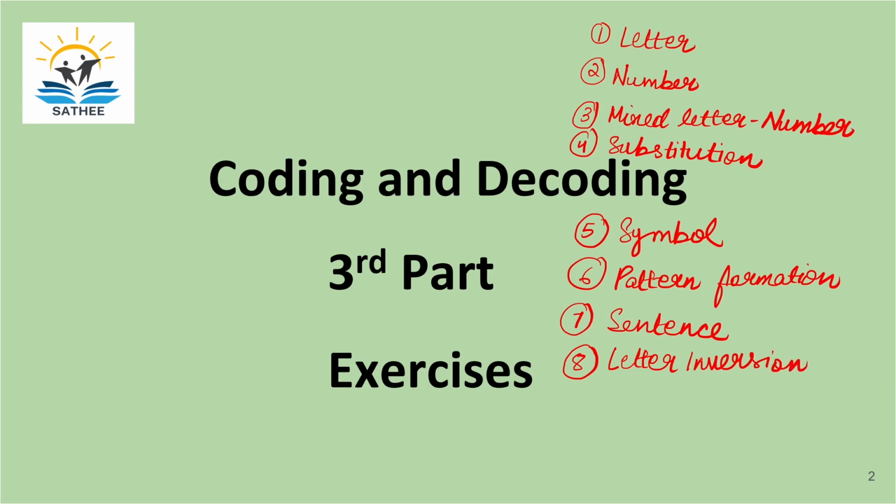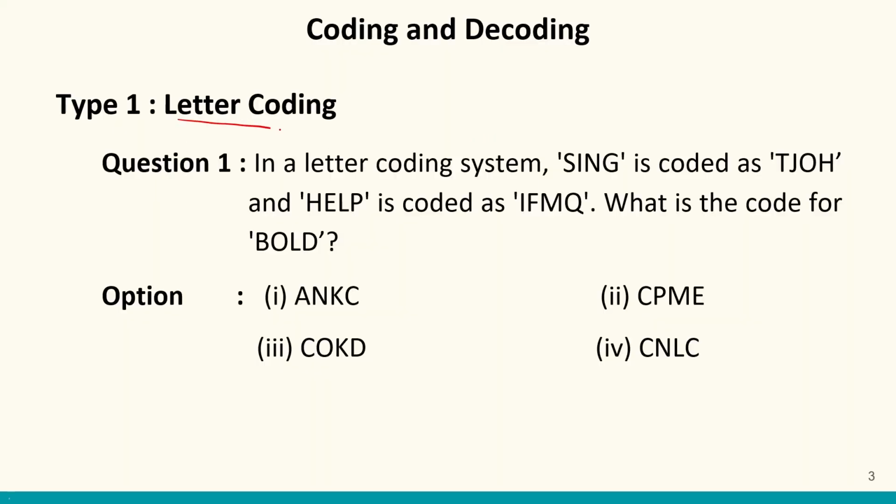So, in today's lecture, we will cover these 4 types of problems from coding and decoding. That is letter coding and decoding, number coding and decoding, mixed letter number, and substitution coding and decoding. So, let us start with type 1, which is letter coding. In letter coding, I told you that it can also be called alphabet coding and decoding. And for this, we use concepts of forward rank, backward rank, and opposite letters. So here is the question.